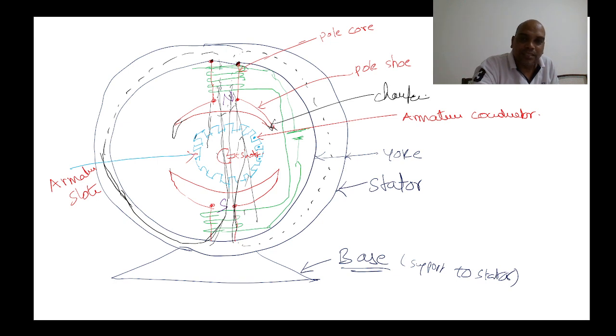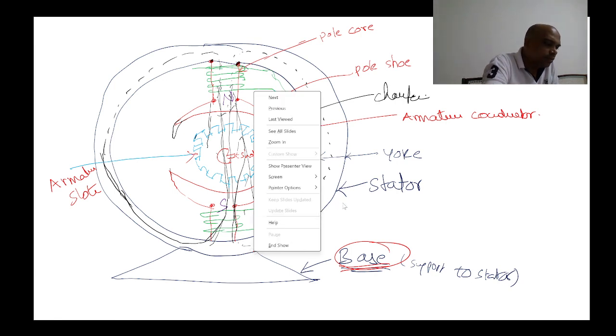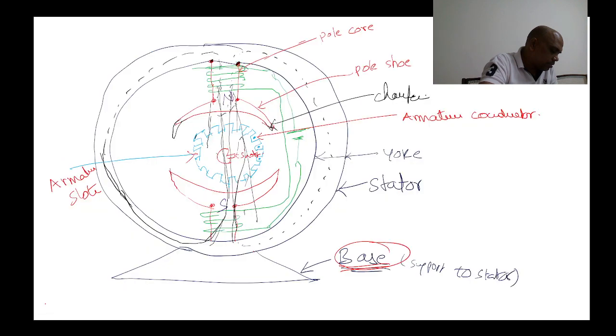So this is about the constructional details of DC machines. What is the function of the base? It gives support to the yoke. What is the function of the yoke? It gives support to the pole core, and also provides a closed path for the magnetic field developed in the field coil.